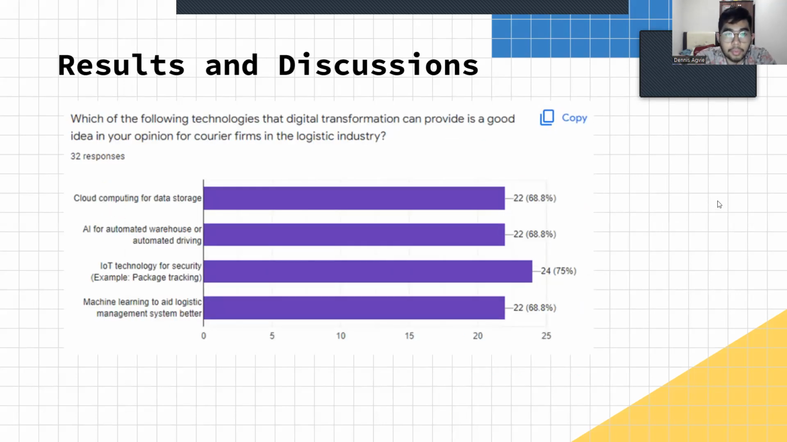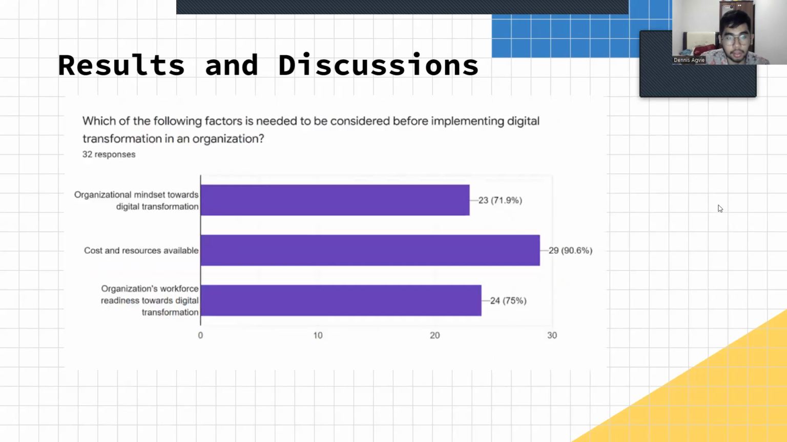And now for the ideas of applying digital transformation into these courier firms in the logistics industry, there are many technologies that can be applied, and most of the respondents think that IoT technology for security, like package tracking, is the most important one, in which the respondents are 75%. So we could see that this technology would be the most important.